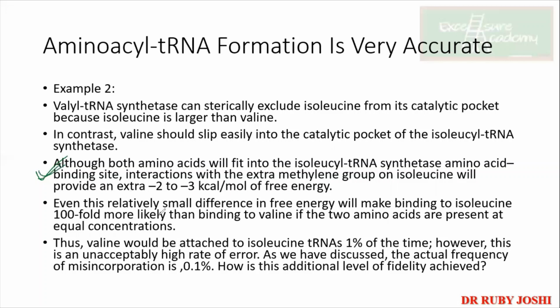So even this relatively small difference in free energy will make binding to isoleucine 100-fold more likely than binding to the valine. So this 100-fold more likely is making sure that this is the correct attachment. Okay, and the error rate will be decreased. So that's how they are achieving the high level of fidelity, meaning how accurately the correct amino acid is attached to the tRNA. Okay.